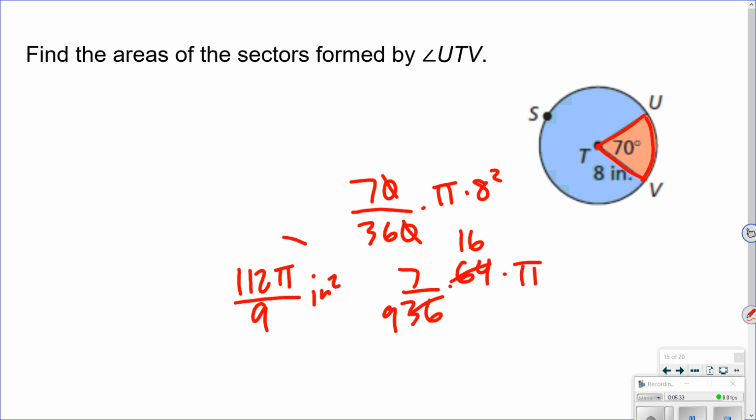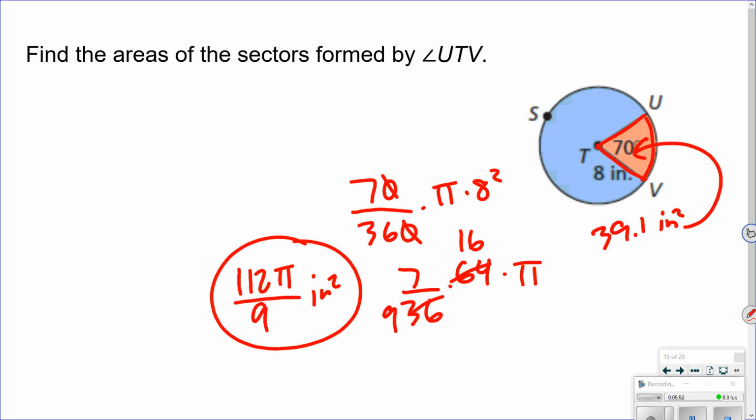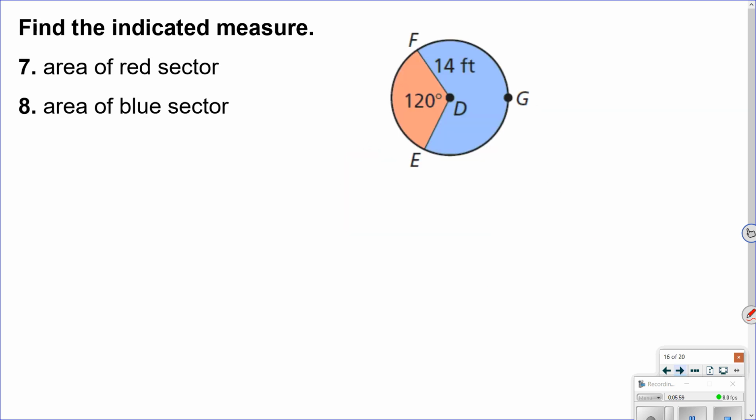That's the exact answer. And then of course if we want an approximate, we would just plug that in a calculator. So 112 pi divided by 9 equals approximately 39.1 square inches. That's the approximate answer to that right there. Okay, so angle over 360 times the area. That'll give us the area of the sector.